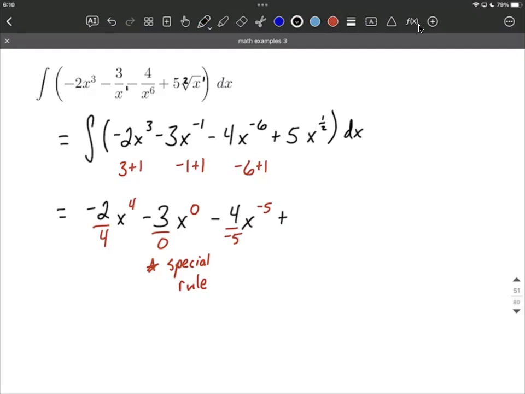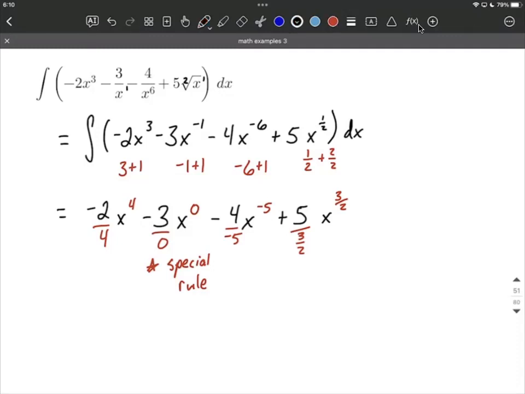Last term here, we have 5 comes along. We have our x, but now we have to figure out our new exponent. In this case, it's 1/2. When we add 1 to it, we may want to strategically write that as 2 over 2, right? So we have a common denominator. 2 over 2 is the same thing as 1. So 1/2 plus 2/2 is 3/2. Now, if we approach it like we did these others, we're going to be dividing by 3/2. However, we probably don't want to leave that as 5 divided by 3/2, so let's clean that up in just a second.